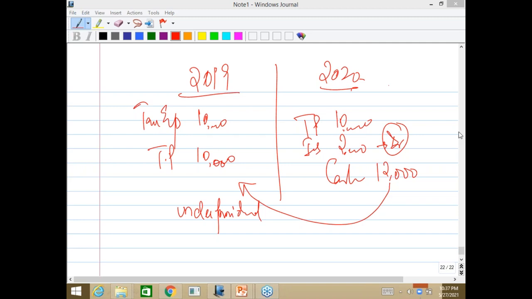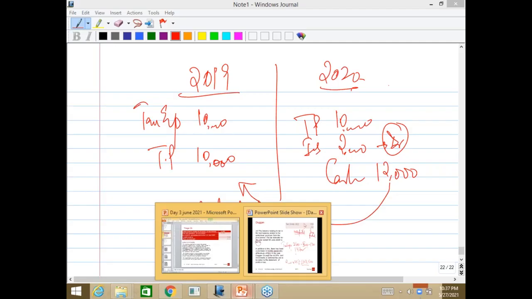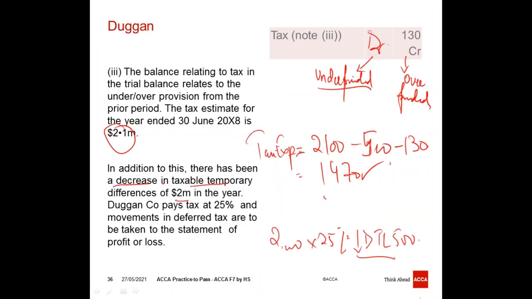How do we get to know that the DTL is decreasing? Because the question is saying that there is a decrease in the taxable temporary difference. So when there is an increase in the taxable temporary difference, that means the deferred tax liability is increasing. And when there is a decrease in the taxable temporary difference, that means the value of the deferred tax liability is decreasing.